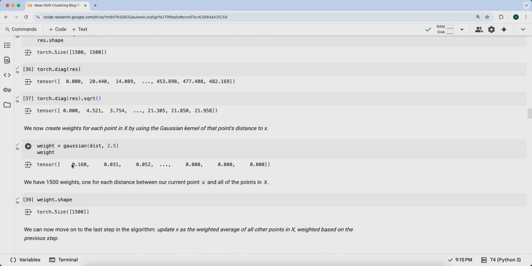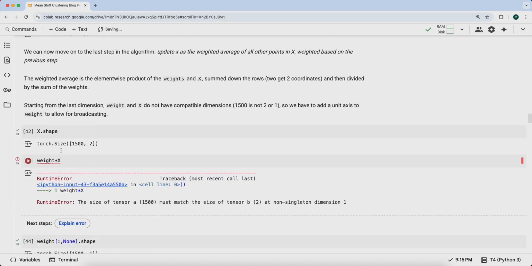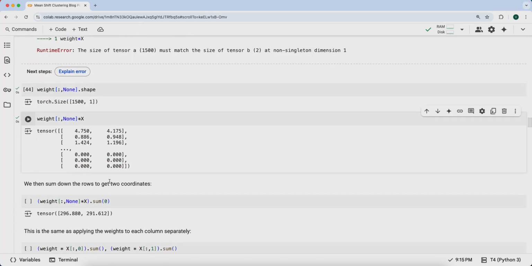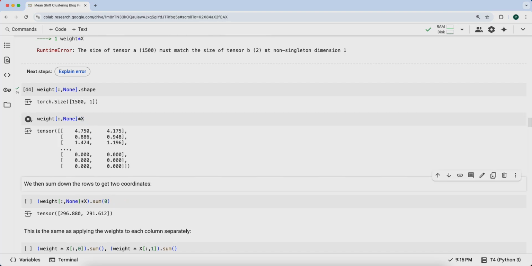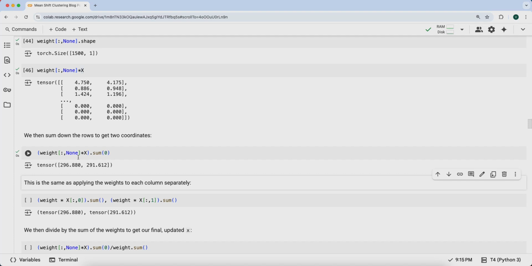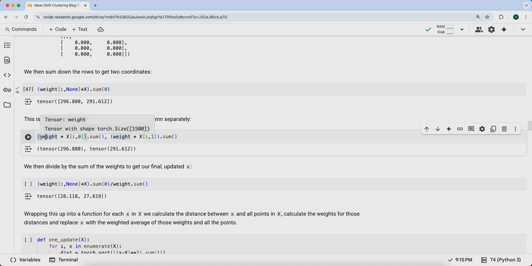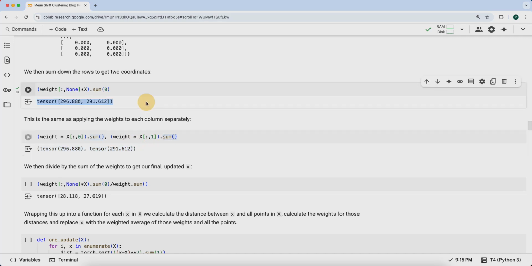So this first weight, 0.16, is going to multiply by the first coordinate pair in x, and that result is 4.75 and 4.175. This gives us two columns of weighted coordinates, and we're going to sum down the columns to get a single pair of coordinates. So this is the numerator of the weighted average. And another way to think about this is if we didn't apply that unit axis, we could only do an element-wise operation between weight and the first coordinate, or first column, and then we take the sum, and then the weight times the second column, or the second coordinate, and the sum, and we see that we get the same value here as we do here.